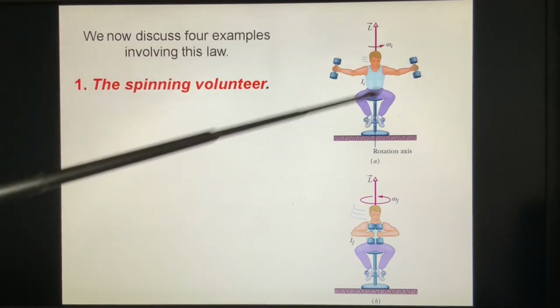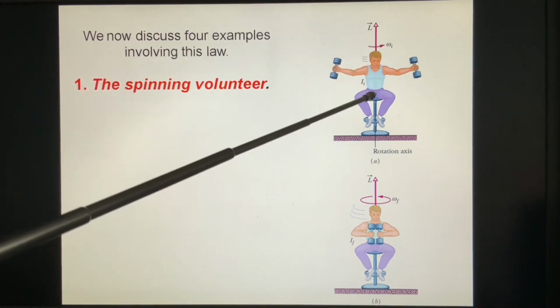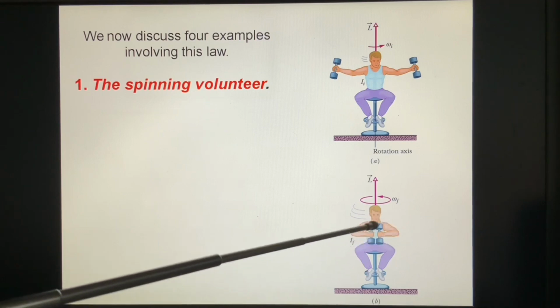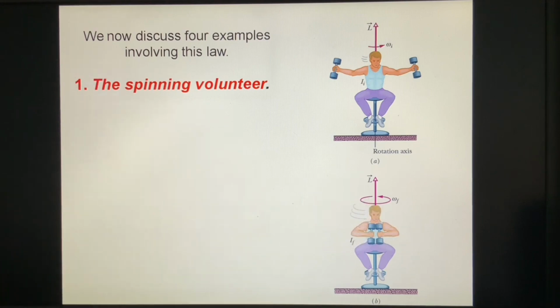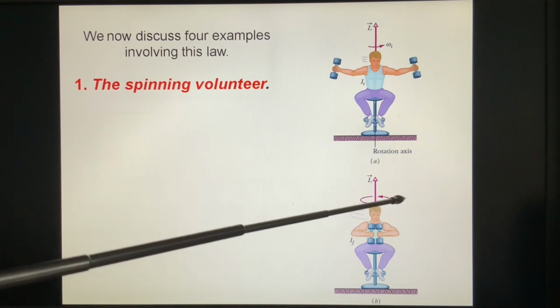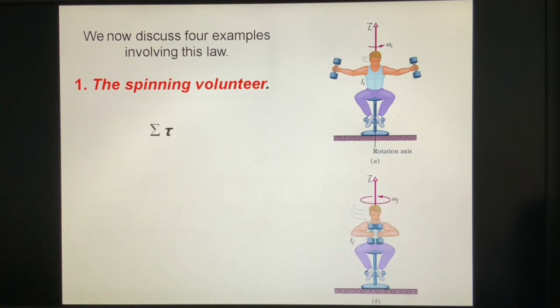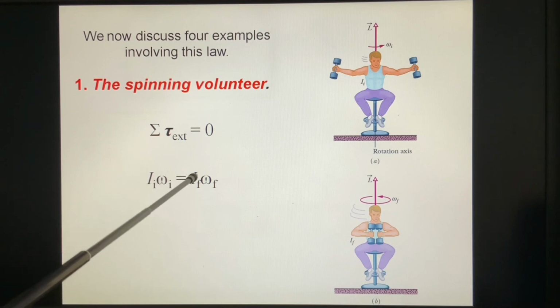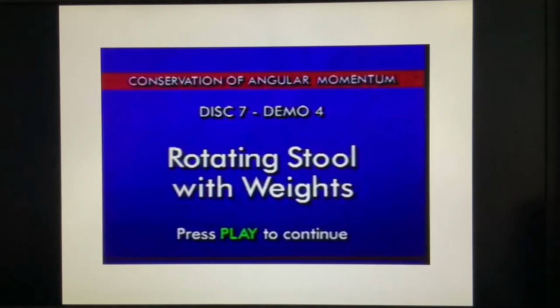At the beginning, we rotate him. Okay, it has an angular frequency. If he moves his hands in this way, the inertia gets smaller. So by the conservation of angular momentum, the final angular velocity should increase. In this case, sigma tau external equals 0. So I_i ω_i equals I_f ω_f. If I decreases, the frequency must increase. Okay, we see this one.